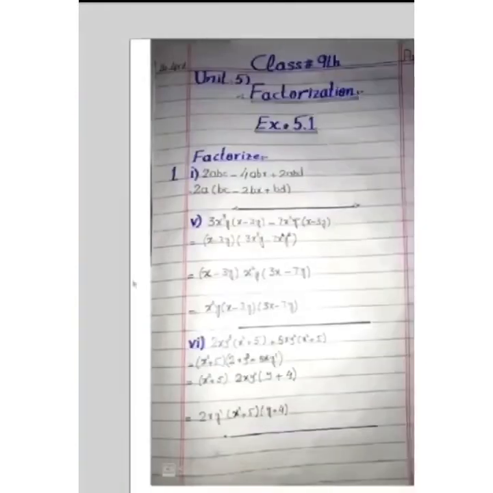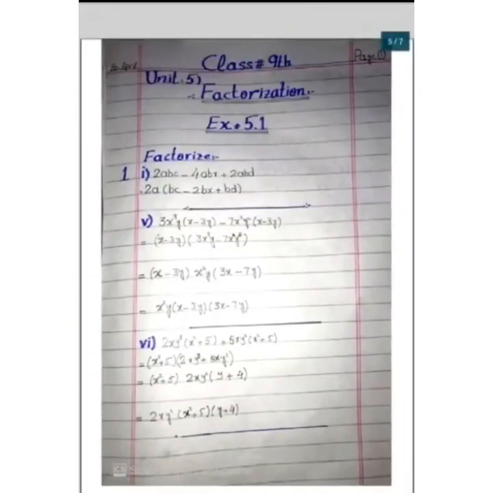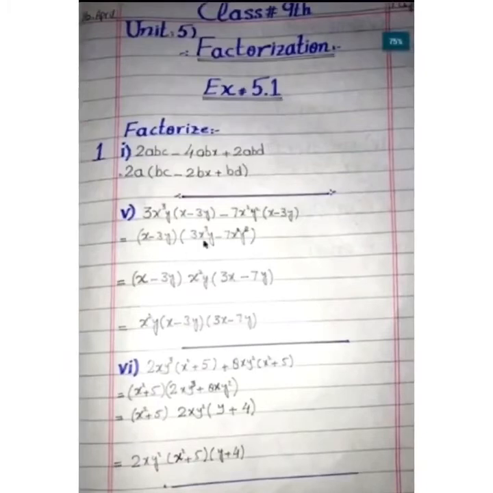Question number 5 is important and a little difficult, so we solve this. In question number 5, 3x square y, x minus 3y minus 7x square y square, x minus 3y. From here we can take common x minus 3y, so I take common x minus 3y, remaining is 3x cube y and minus 7x square y square.